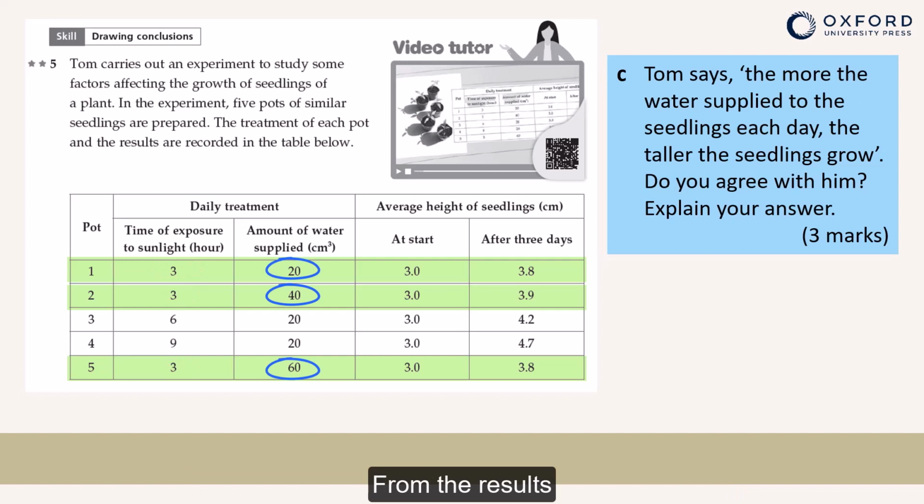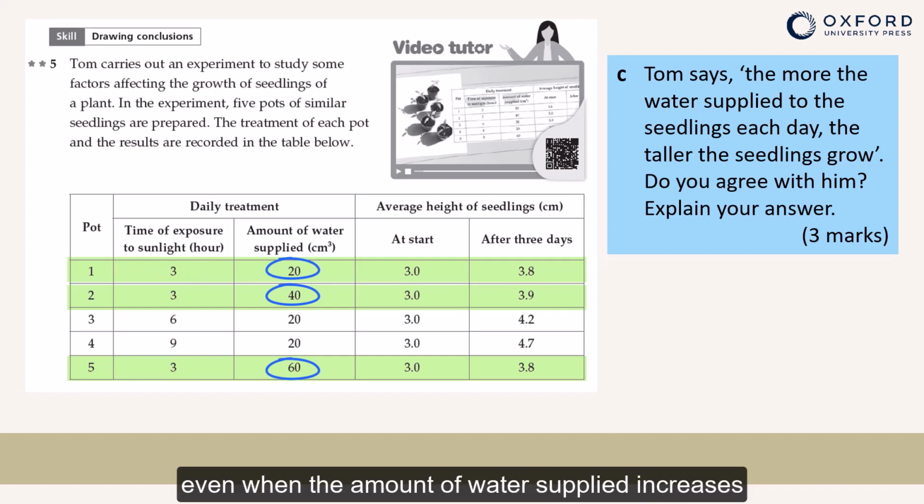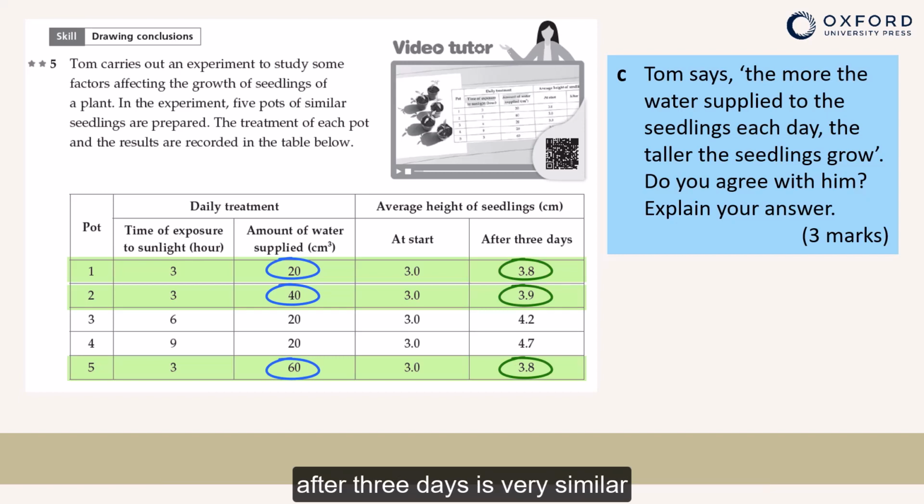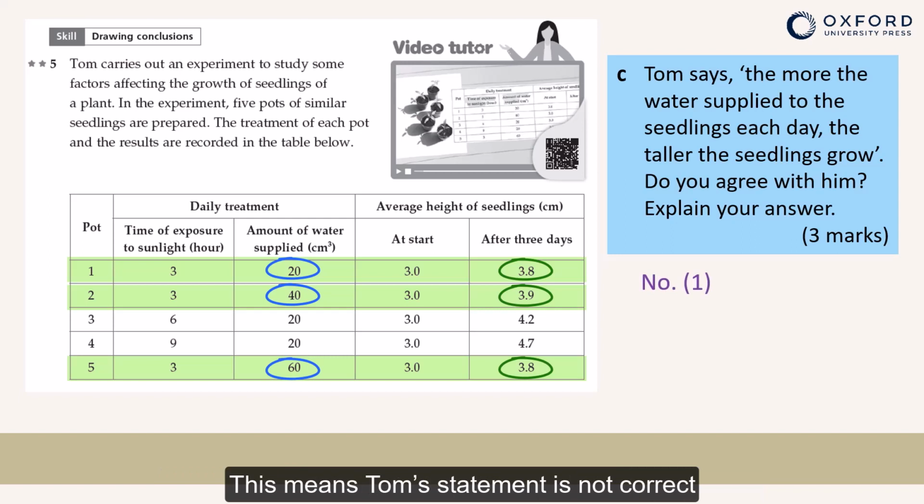From the results, we can see that even when the amount of water supplied increases, the increase in height of seedlings in these 3 pots after 3 days is very similar. This means Tom's statement is not correct.